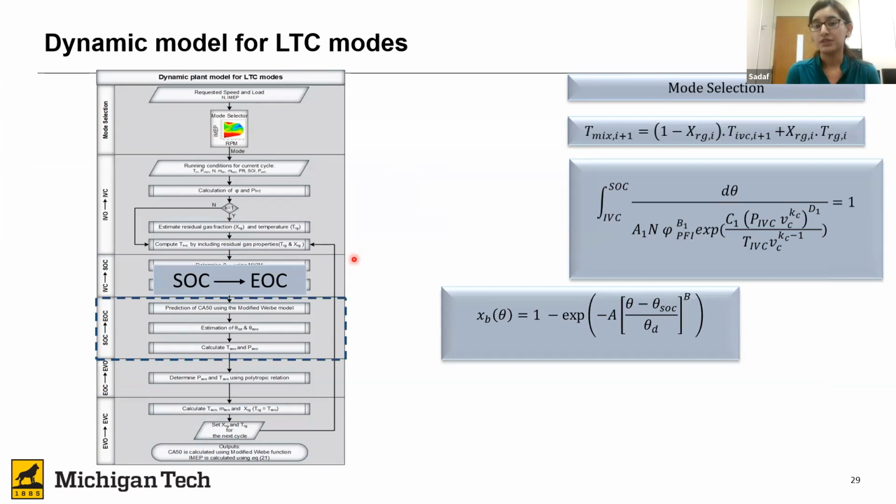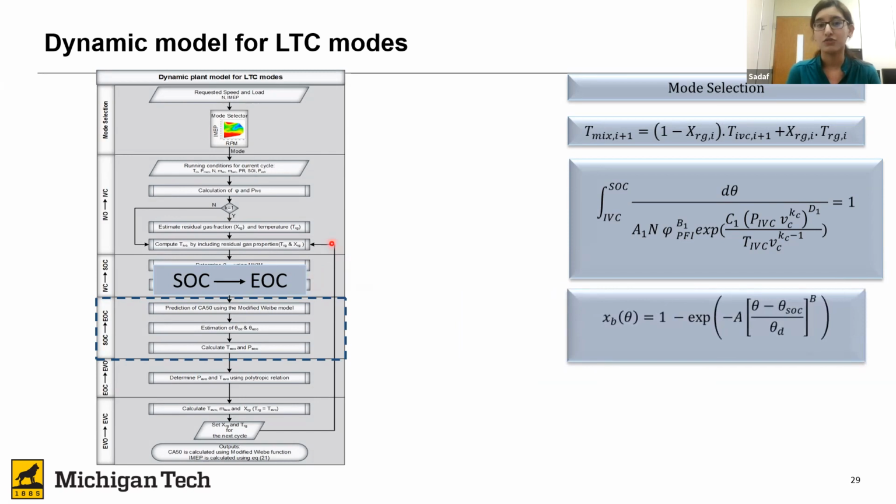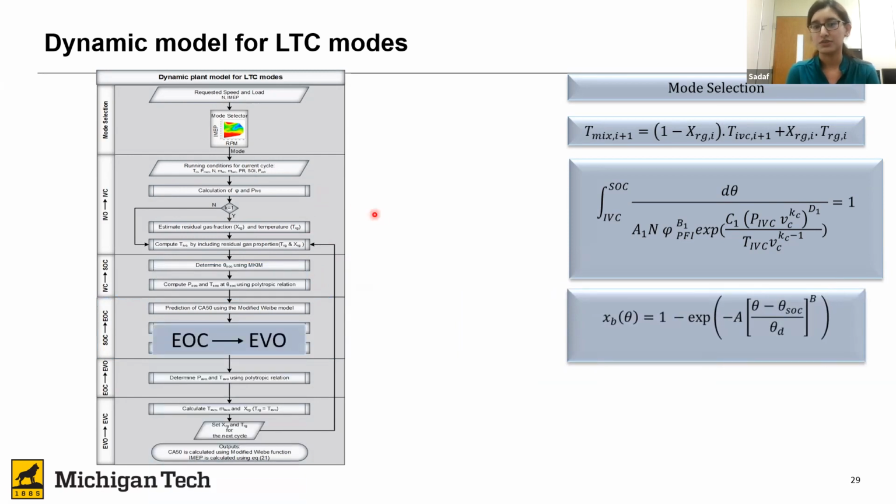VB function is parameterized to predict combustion phasing for each LTC mode. Next. Polytropic relationships are used to estimate the thermodynamic states at the end of exhaust valve opening and exhaust valve closing. Next. At the end, indicated mean effective pressure is computed. Next slide.